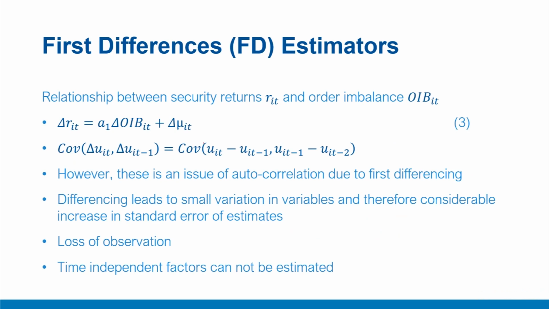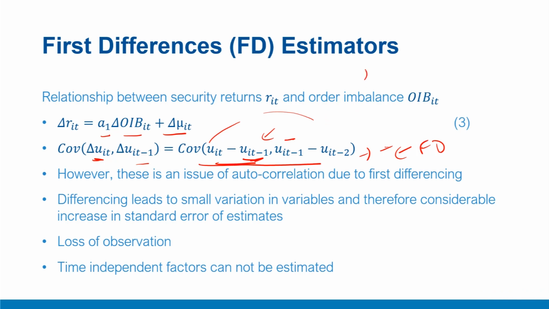Now let us see what are the issues with this kind of first difference estimator. Once you have this model, which is change in returns as a relationship between change in OIB, where the coefficient is A1, plus the error terms, which is delta, you artificially introduce correlation in error terms. For example, the covariance or correlation between the change in error terms at t versus the change in error terms at t minus 1 has a common term, which is mu i t minus 1. So there is some kind of correlation, even though the original errors may not have any correlation, driven by this first differencing process. The FD transformation will lead to some kind of serial correlation in errors.